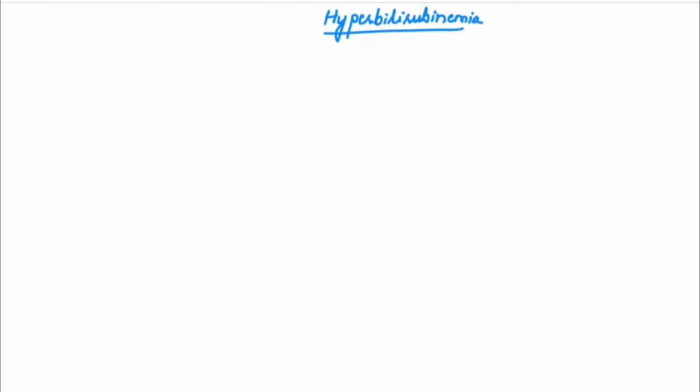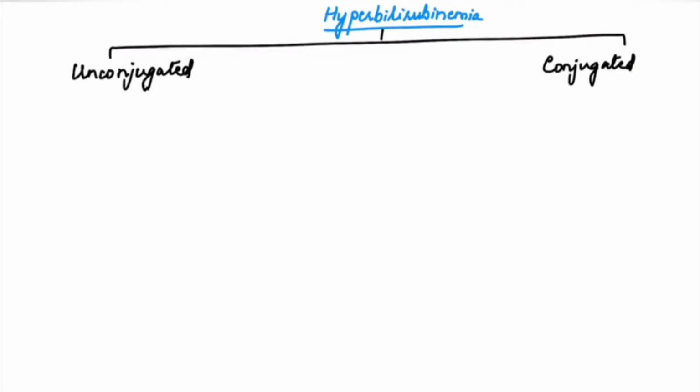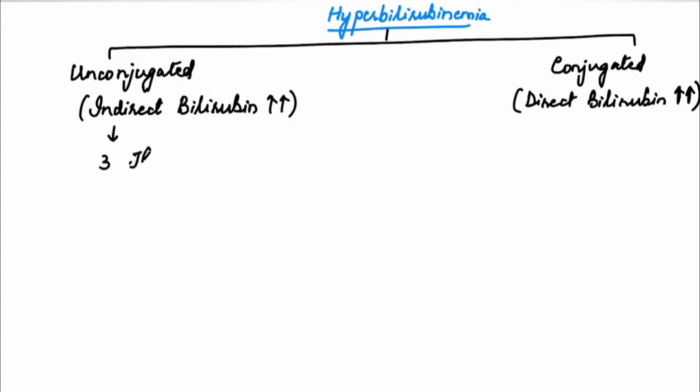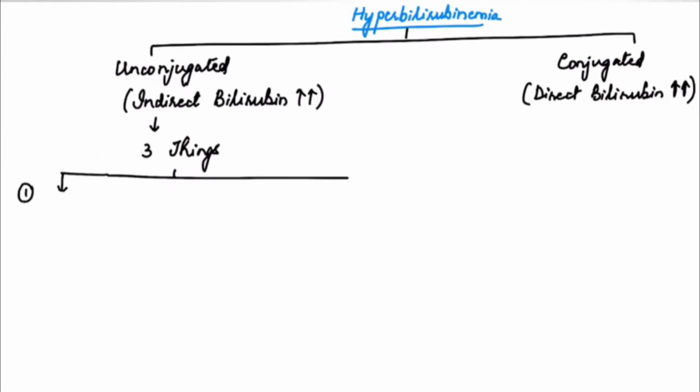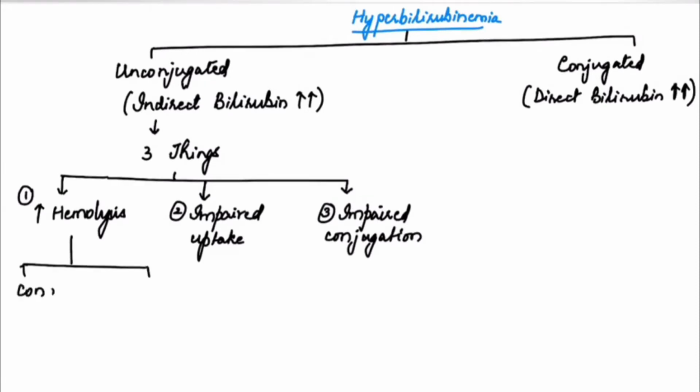Now we'll look at hyperbilirubinemia. Whenever the bilirubin is increased, look at whether the unconjugated fraction or the conjugated fraction is increased. Unconjugated is also known as indirect bilirubin, and conjugated is also known as direct bilirubin. Suppose the unconjugated fraction is increased, only three things should come to your mind. The first is increased hemolysis. The second is impaired reuptake of the unconjugated bilirubin, and the third is impaired conjugation. Now, looking at increased hemolysis, this may be because of congenital or acquired causes.